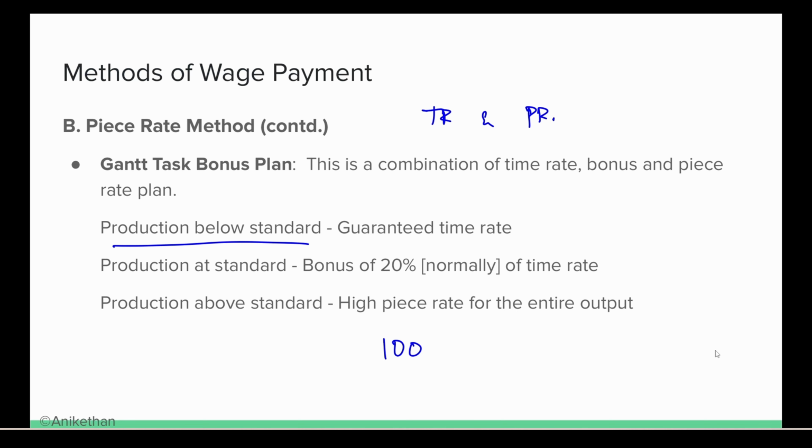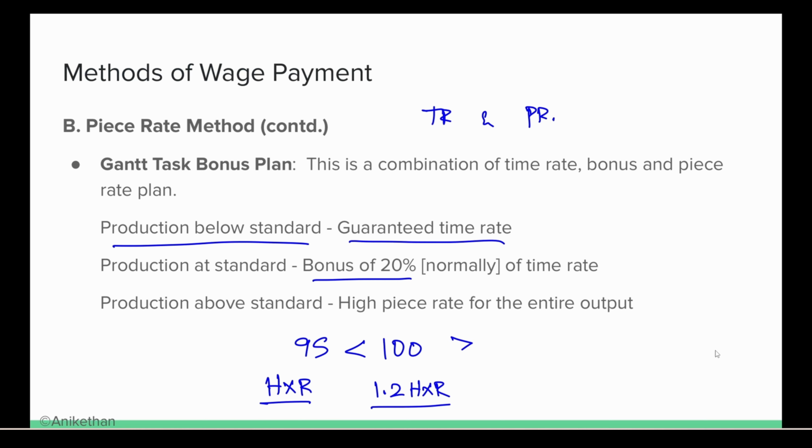So 100 is the standard. If the production is below standard, that means if he is producing 95, he will be paid at guaranteed time rate. So that means hours into rate, whatever that is. If the production is at standard, he will be paid a bonus of 20% of time rate. That means he will be paid 1.2 H into R if it is at standard.